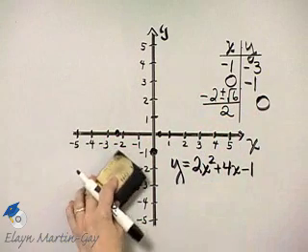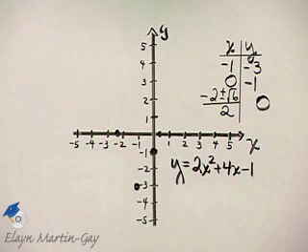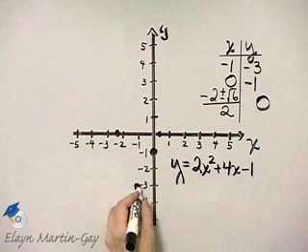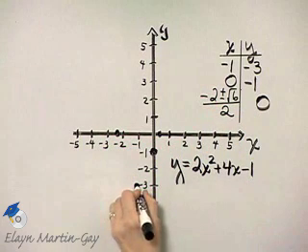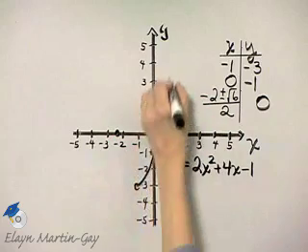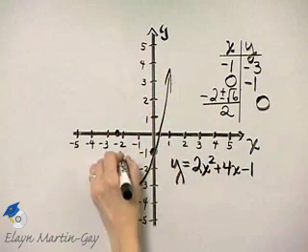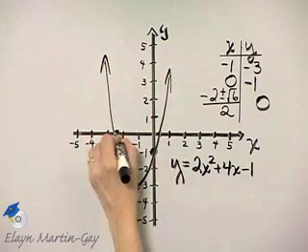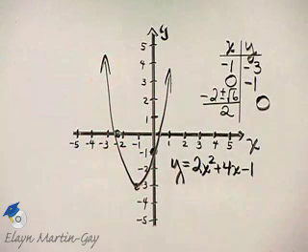Now that's enough to graph, but if you'd like, you can plot more points simply using the equation. Remember, this is the vertex. Remember, it opens upward. And there we have a sketch of our quadratic equation.